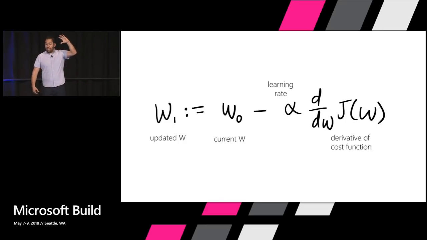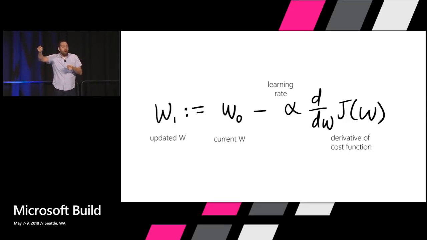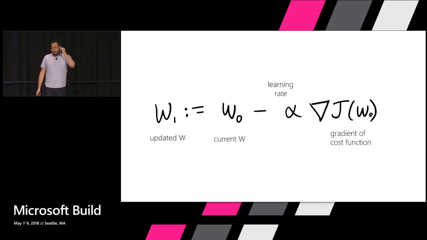So for this ginormous function that we've developed with all the W's and B's, you just guess a W. At every step, you give it more and more examples of the right thing. It feeds forward and gets a value, and then with the derivative, we take a step back to update the weights. For those of you that are pedantic, W is a vector, so this is a gradient.